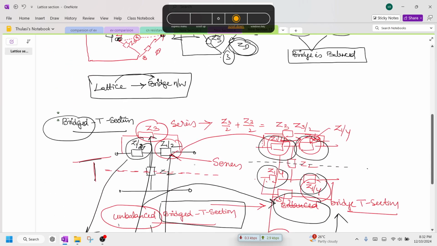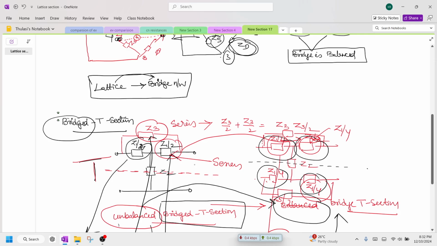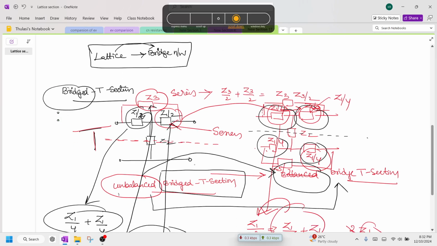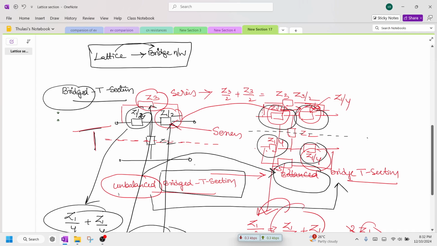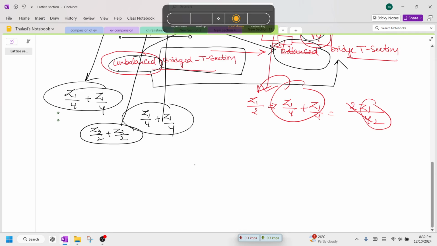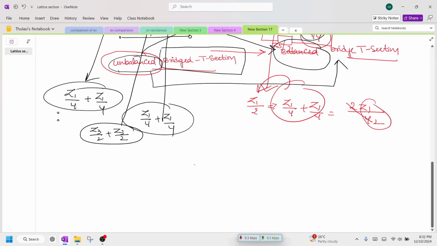So we constructed a black colored one which is nothing but a bridged T section. This is the bridged T section, and moreover this is unbalanced. Why it is unbalanced means the upper part is not equal to the bottom part. So we transform this unbalanced system into a balanced system by doing a modification as I explained here. So now we are very clear about the balanced and unbalanced bridged section as well as lattice section.